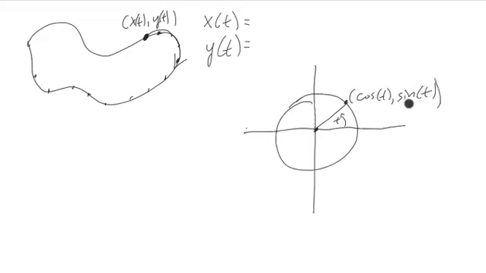The unit circle has a parameterization, a parametric representation given by cosine and sine. Cosine and sine, as definitions, provide the parameterization of the unit circle. x squared plus y squared is equal to 1. So this is a little introduction to parametric functions or equations.